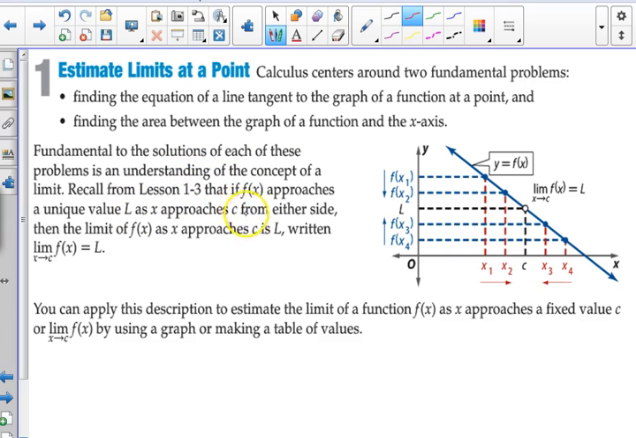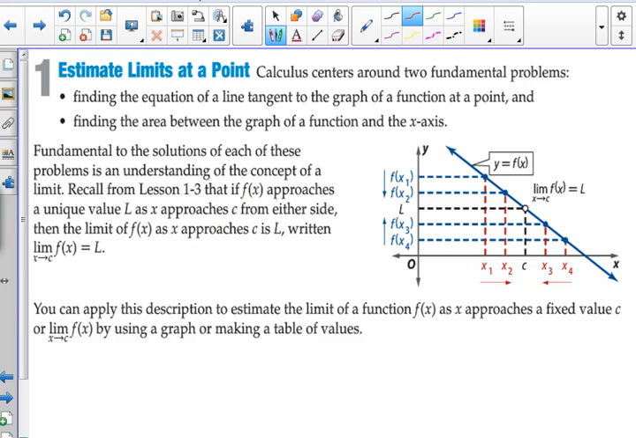So this is the concept that we kind of talked about, but we didn't really do much with back in the beginning of chapter 1. We just talked about whether something was discontinuous or not, and we talked about end behavior. But there was a section back there that talked about limits.